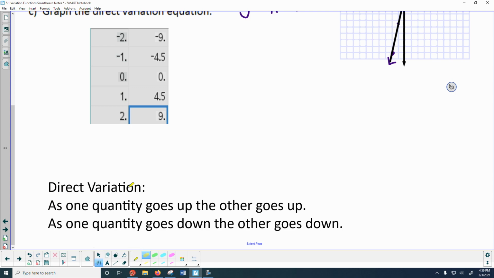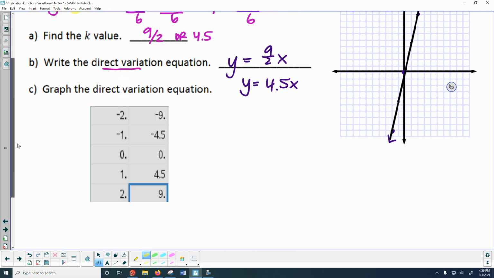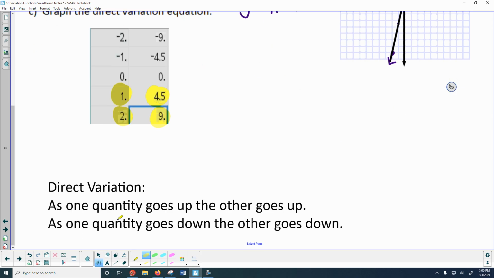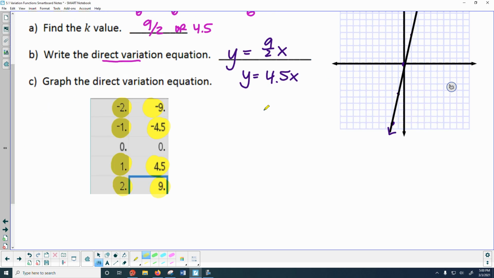For direct variation, as one quantity goes up, the other one goes up. So take a look at this. As my x's got larger in my table, my y's got larger in my table. And likewise, as one quantity goes down, the other goes down. So as x got smaller, the y's got smaller. So direct variation, because it's a line, they do the same thing. One gets bigger, the other gets bigger. One gets smaller, the other gets smaller.